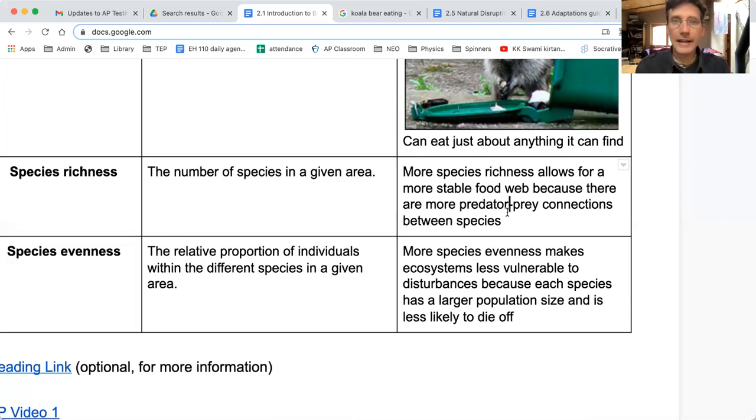And species evenness. So this is the idea that of a given number of species, do you have a roughly equal number of them? Or is the community mostly dominated by one or a few species? And where this really comes into play is that if you have some of those populations that are really small and barely represented, if there's a natural disturbance, they might easily get wiped out. And so that's not going to lead to long-term stability of that community.